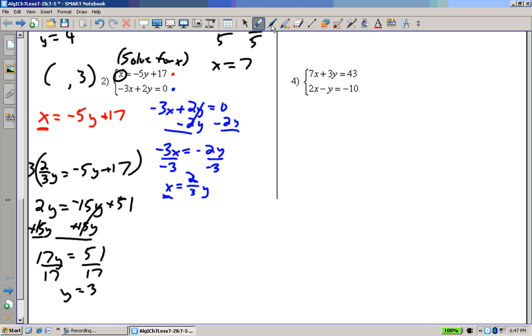And now we have to figure out what exactly goes in the x slot. Now the red one is ready to go, so let's just use the red. x equals negative 5 times, well, what is y? We think it is 3. And so now we're going to finish it off. Negative 5 times 3, negative 15, plus 17, x equals 2.